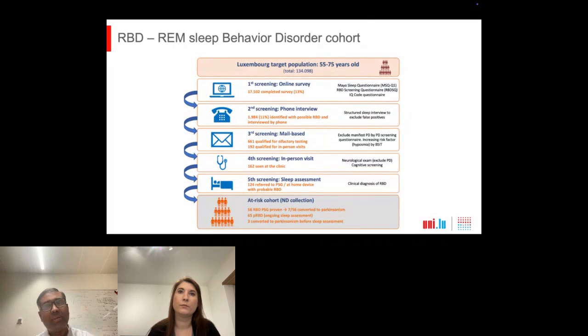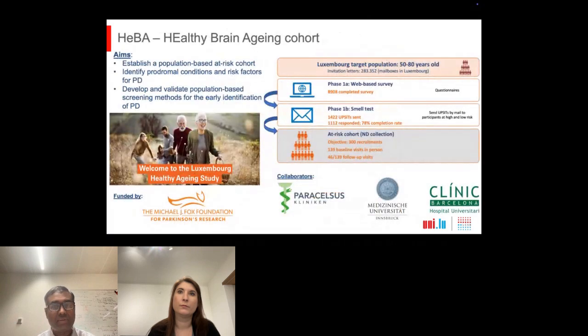So this cohort will be followed for many years to know when they're converted. That's very interesting for us. So healthy brain aging is a population-based risk cohort to identify prodromal conditions, and very similar to the other one, but in the other case it is only focusing on RBD, but here we are focusing on many risk factors. So it's also having the online survey, then smell test.